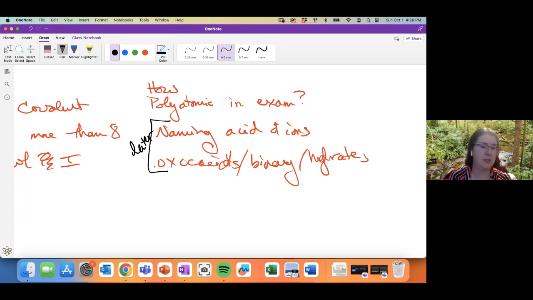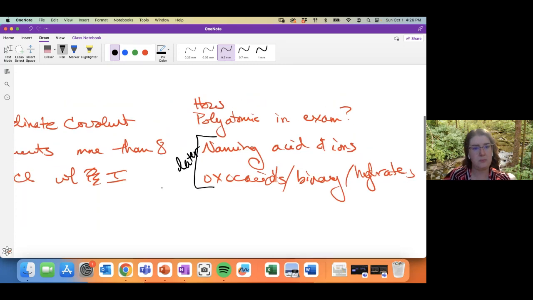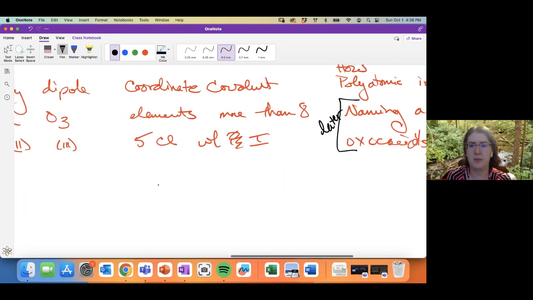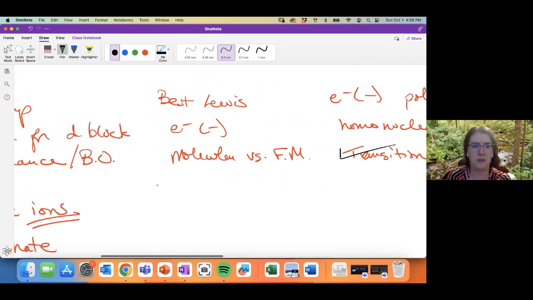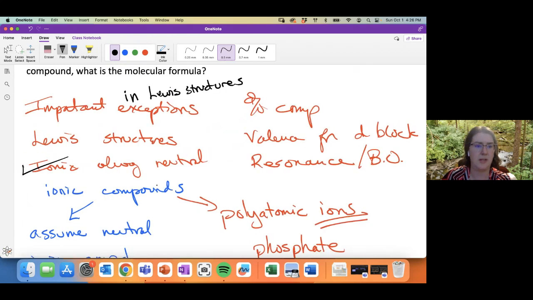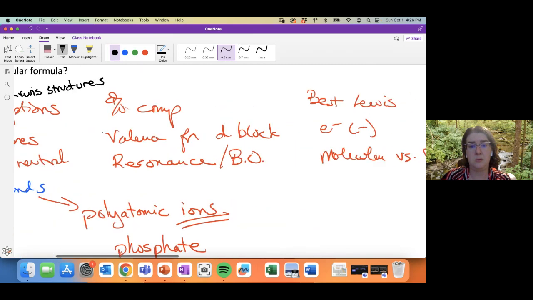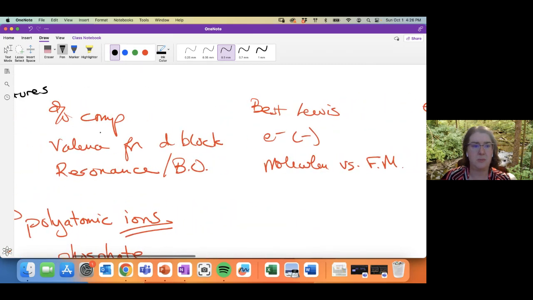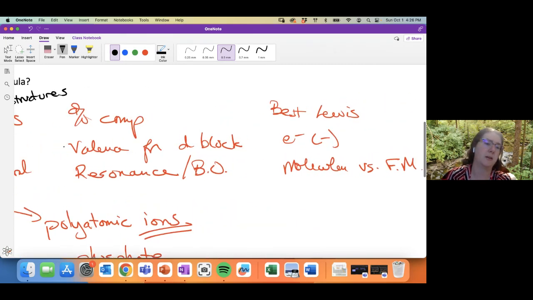Naming stuff, I'm actually going to hold off until later for naming acids and oxo acids and hydrates, because those are ones that, out of all the things, are usually easier to do in a follow-up video. So that means I'm on to something easy. Valence electrons for D block.